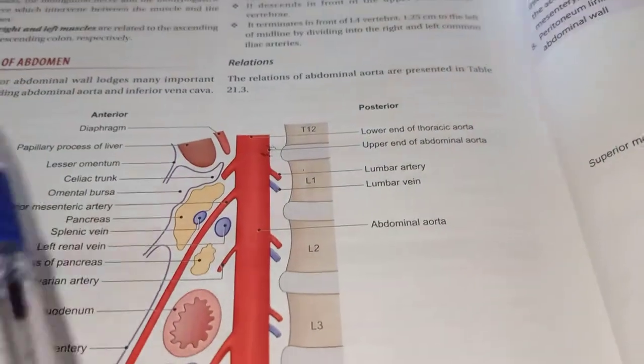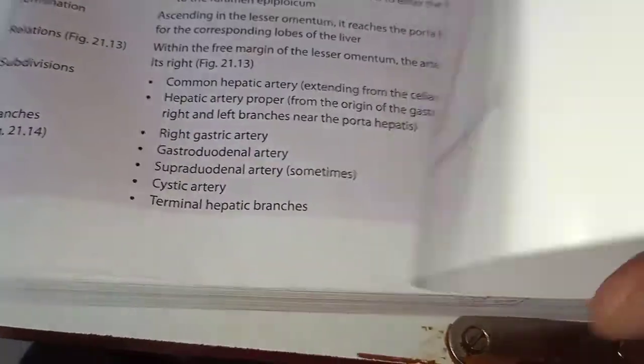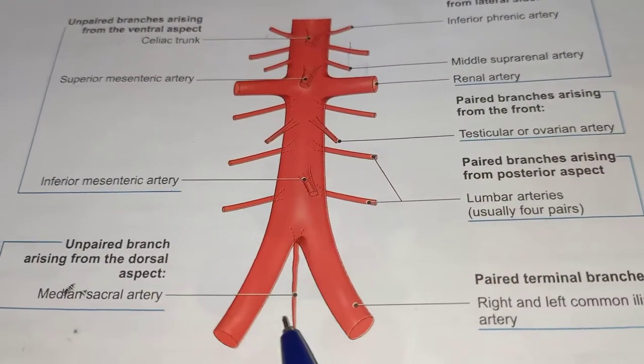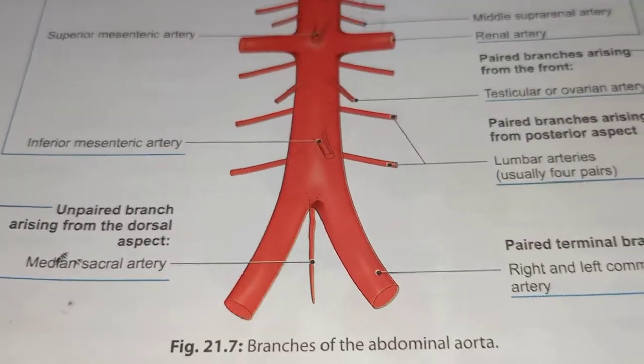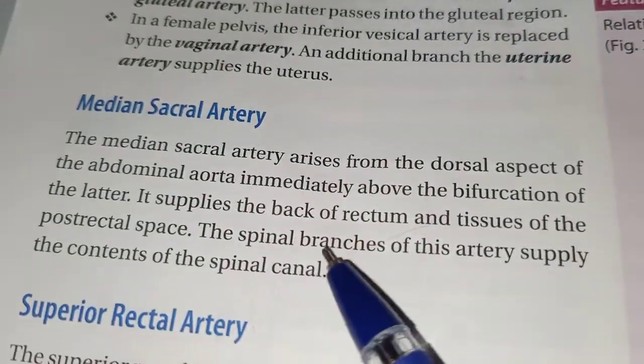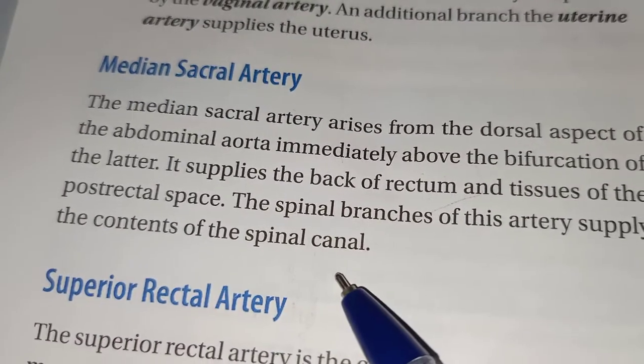One more diagram I want to show you: you can see here the lumbar arteries and the median sacral artery. These are the lumbar arteries and the median sacral is single. So this was about the median sacral artery, and what does it do? It supplies the back of the rectum and tissues of the post-rectal space, and also the spinal canal.